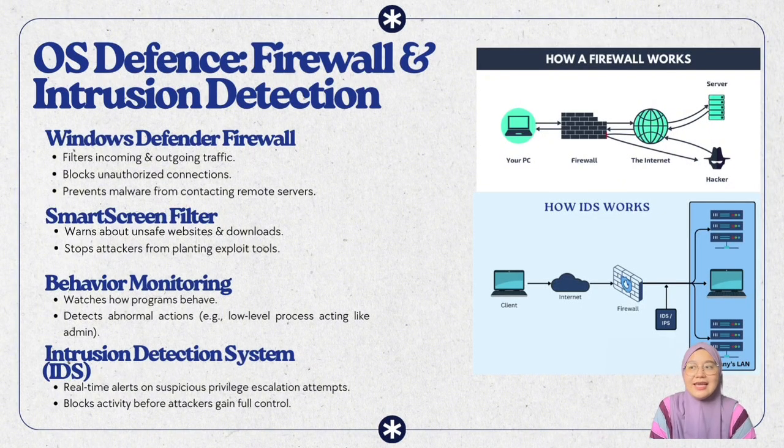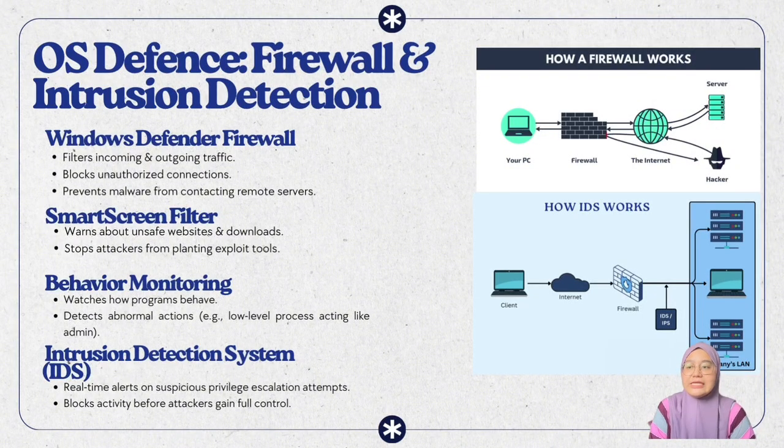So next is behavior monitoring. Windows Defender also uses behavior monitoring. This means it does not only rely on known malware signatures, but it watches how programs behave. If a normal program suddenly tries to act like the administrator, modify system files, or disable security features, Defender will definitely notice. These unusual actions are flagged as suspicious.